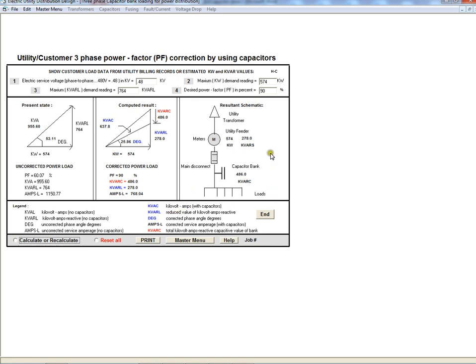So anyway, that's basically how the little program works. It takes you through the present state to your proposed state. You can change this to 0.95 or 95% power factor and get new calculations, and then it'll show you how much you have to put in as far as capacitors to get the 95% power factor. So you can play with your power factors to determine what your capacitor ratings are in order to get things done the way you want it.